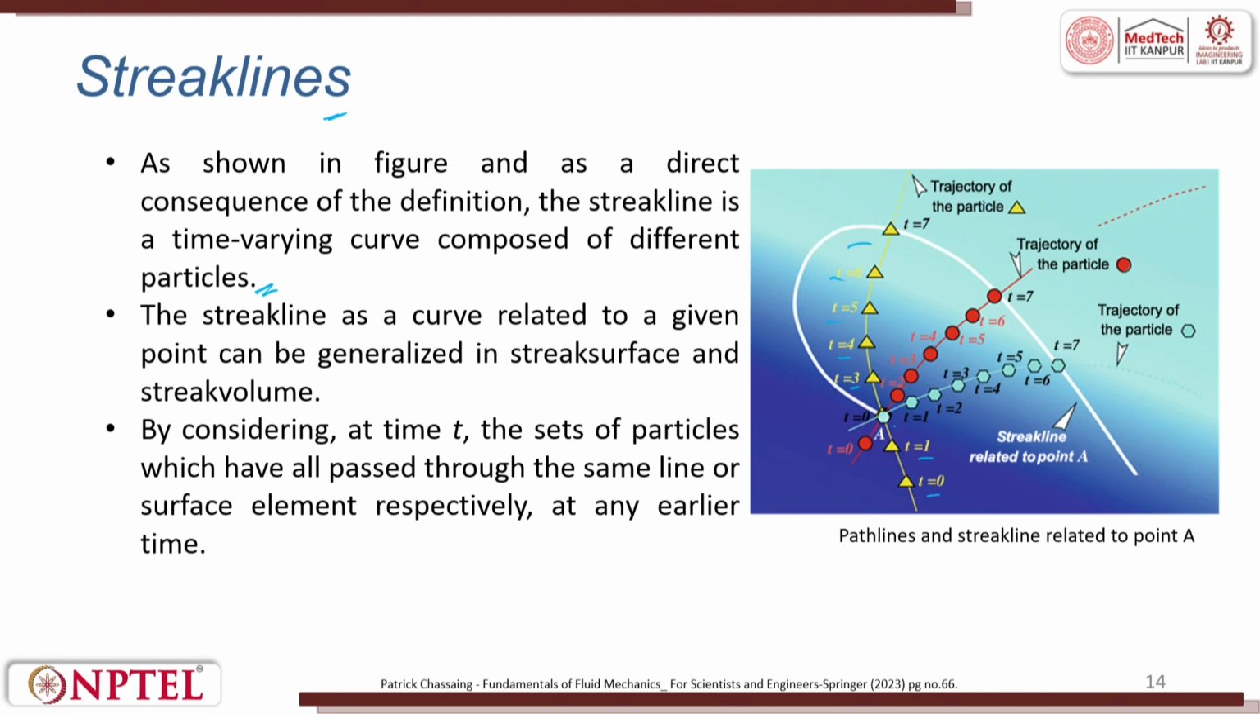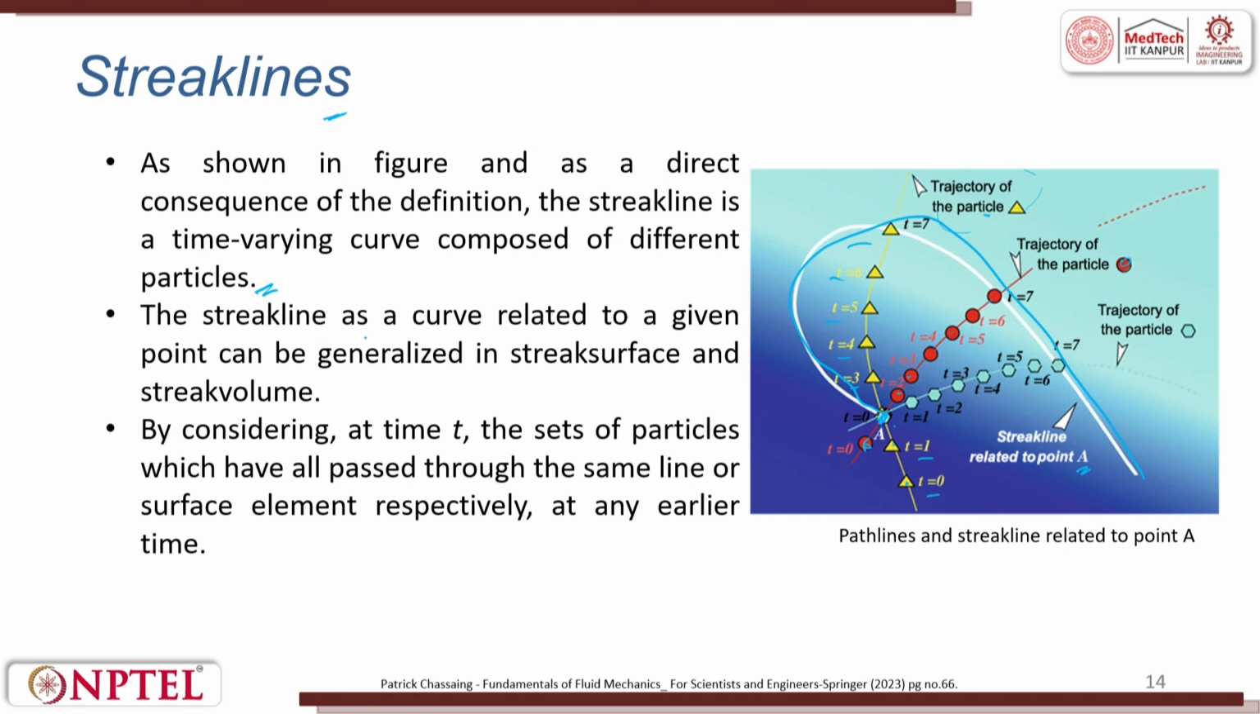This is the trajectory of the particle, when t equals 0, 1, 2, 3, 4, 5, 6. Here you can see the trajectory of the particle is this when t equals this much. And then when the trajectory of the particle is this, t equals 1, 2, 3, 4, 5 you get. So, the streak line related to point A will be this line. This is trajectory A, this is trajectory triangle, trajectory circle and hexagon.